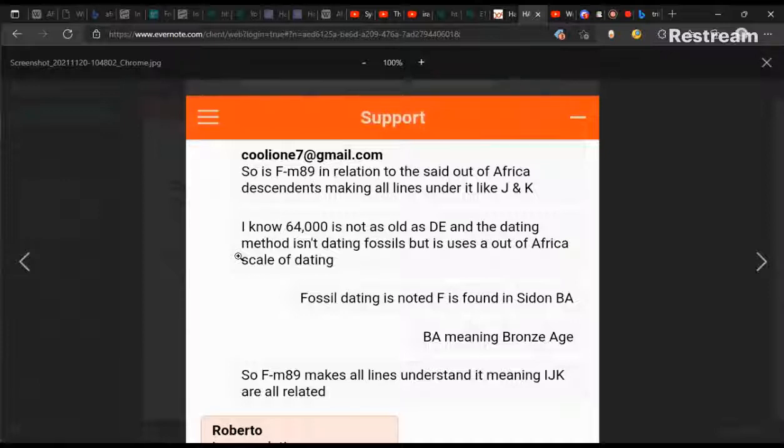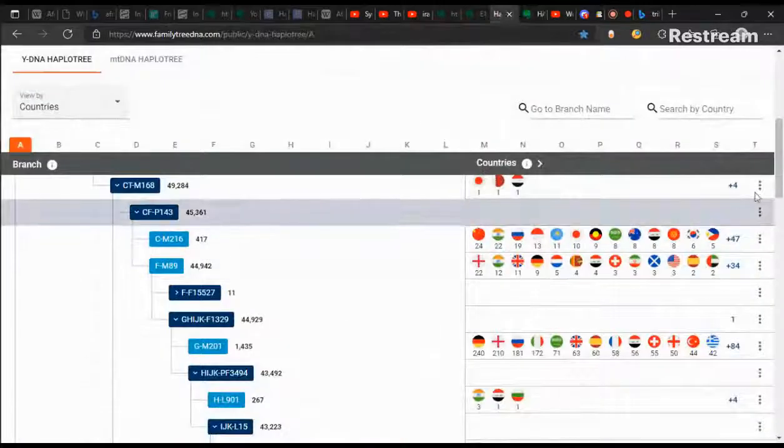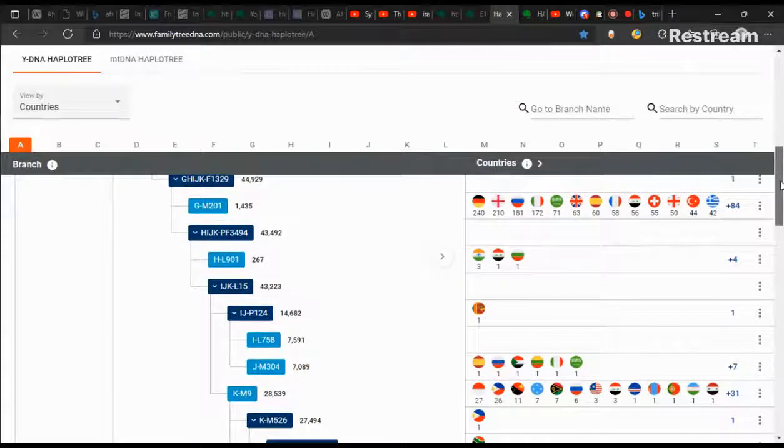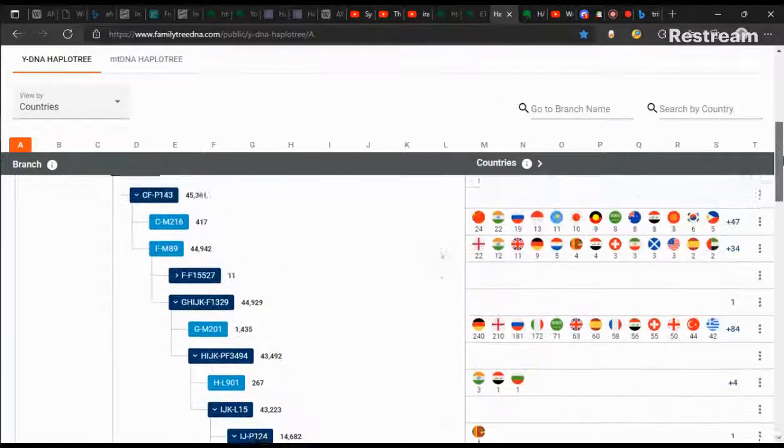There's the dating of fossils, and there's the out of Africa idea, which is not dating fossils. It's just a concept that has no bounds, no grounds at all. So I know 64,000 years ago is not as old as DE. Now that's very important because we talked about that. This is why I say that, because this is what some people try to do.